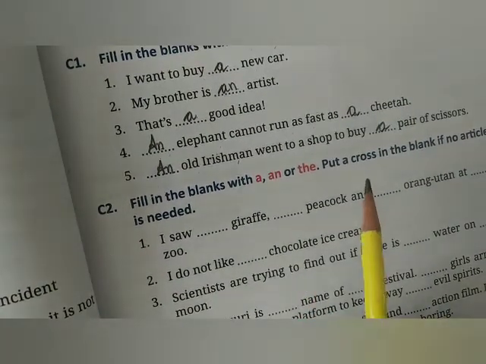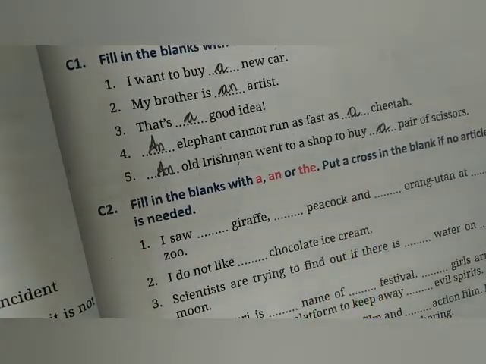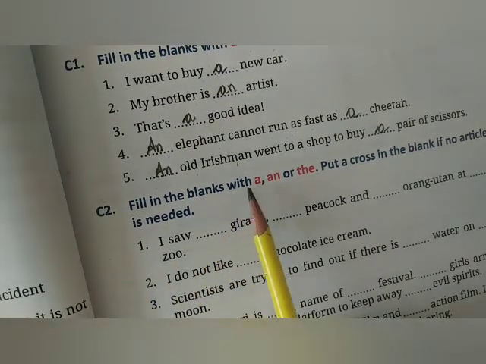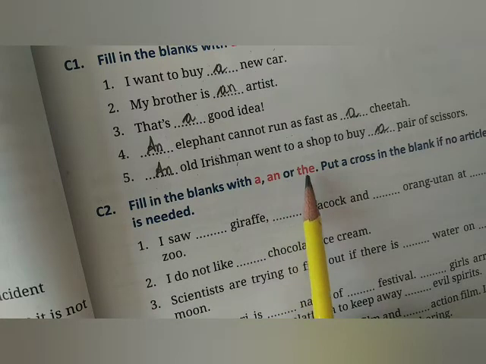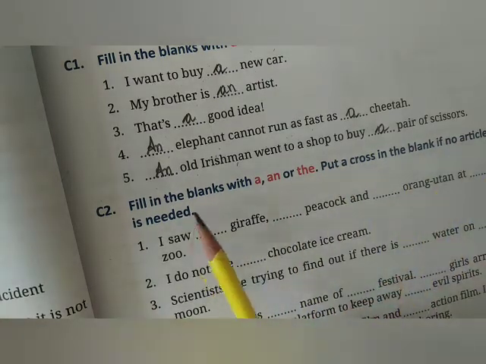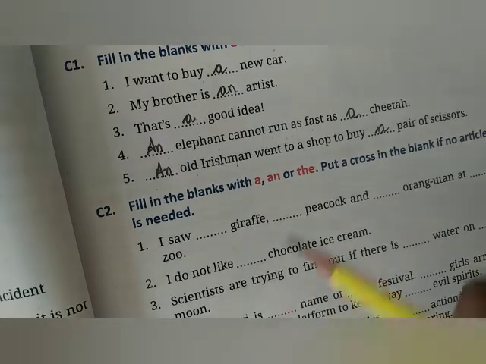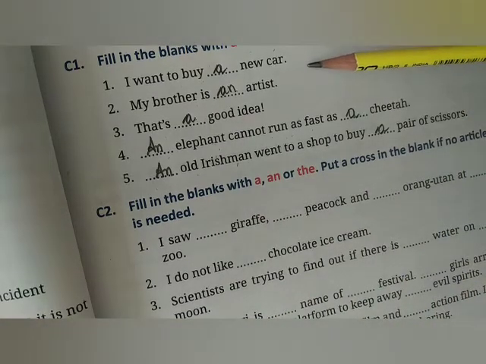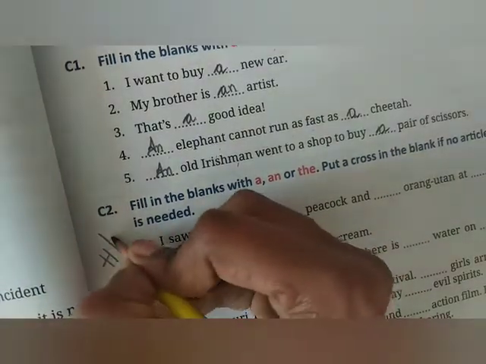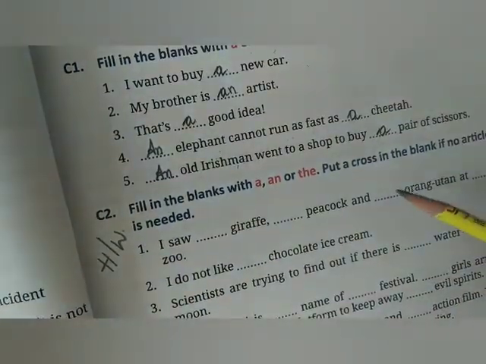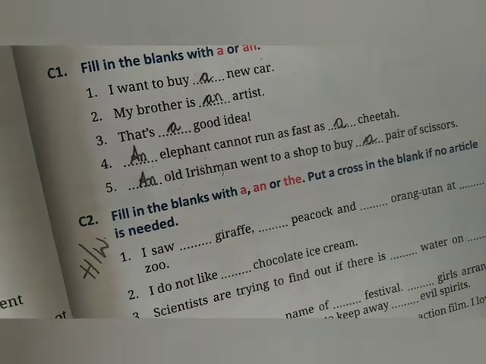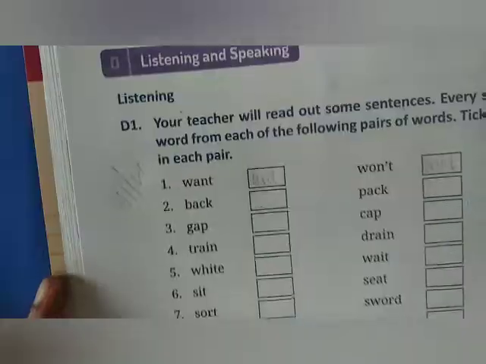Understand? Is it clear? Now, we move to C2. Fill in the blanks with a, an, or the. Put a cross in the blank if no article is needed. Okay, same as C1, you have to do C2. This is for homework. You have to do this by yourself only. Okay, dears? Now, turn the page.